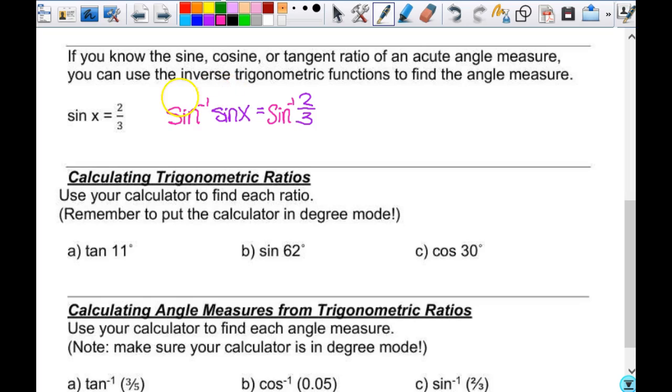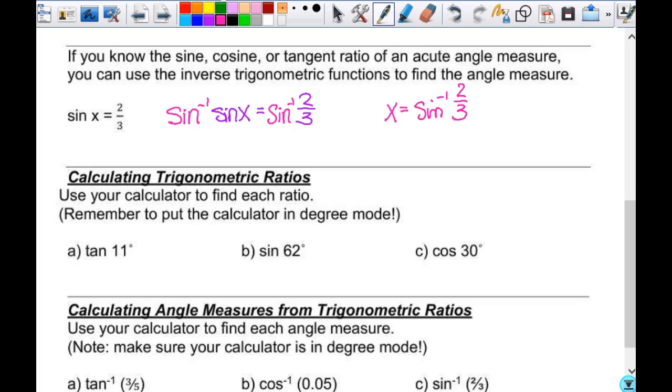What does this give me right here? X. If you do something and then do the inverse, don't you just get what you started with, right? So that means here that x just equals the sine inverse of 2/3. And remember, you always take the sine, cosine, or tangent of an angle. What is in the fraction is always two side lengths, because that's what a trig ratio is, a ratio of two sides of a triangle.